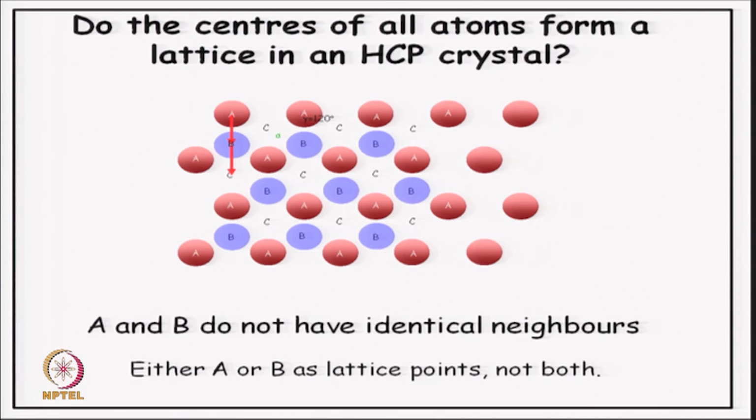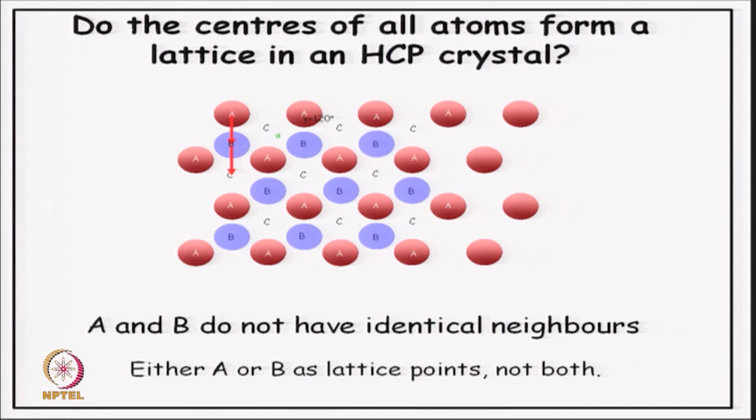So, we can select the lattice points either at A or at B, but not at both. Of course, all A atoms are equivalent. This forms a 2D lattice in one layer, and then the next layer is also equivalent to the previous layer. So, all A atoms are equivalent and they form a lattice. Similarly, all B atoms are also equivalent and they also form a lattice.